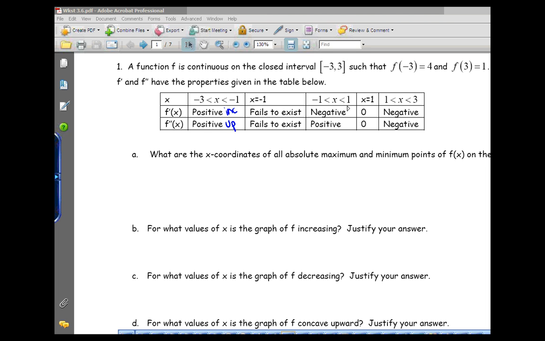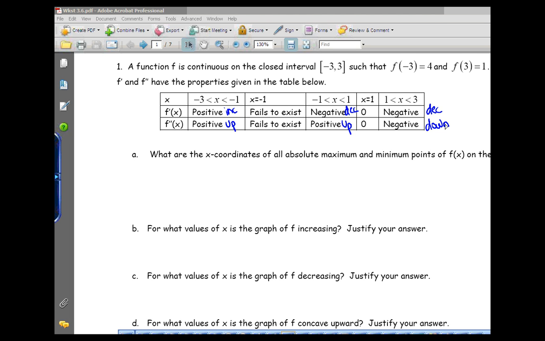Good. All right, over here between x equal -1 and +1, f prime is negative. So what's f doing? Decreasing. And since the second derivative is positive, f is concave up. And then in the interval between x equals 1 and 3, f is decreasing and concave down. Good. So we've actually answered a lot of the questions that it's going to ask on this.